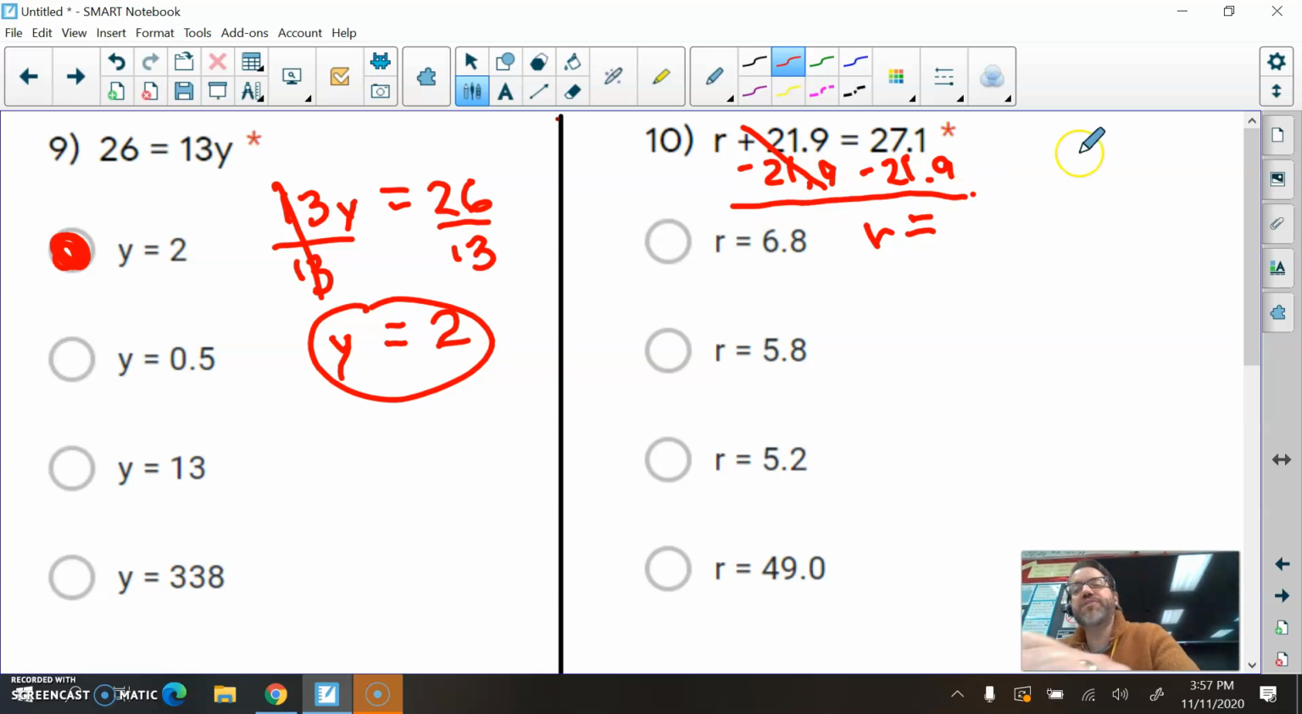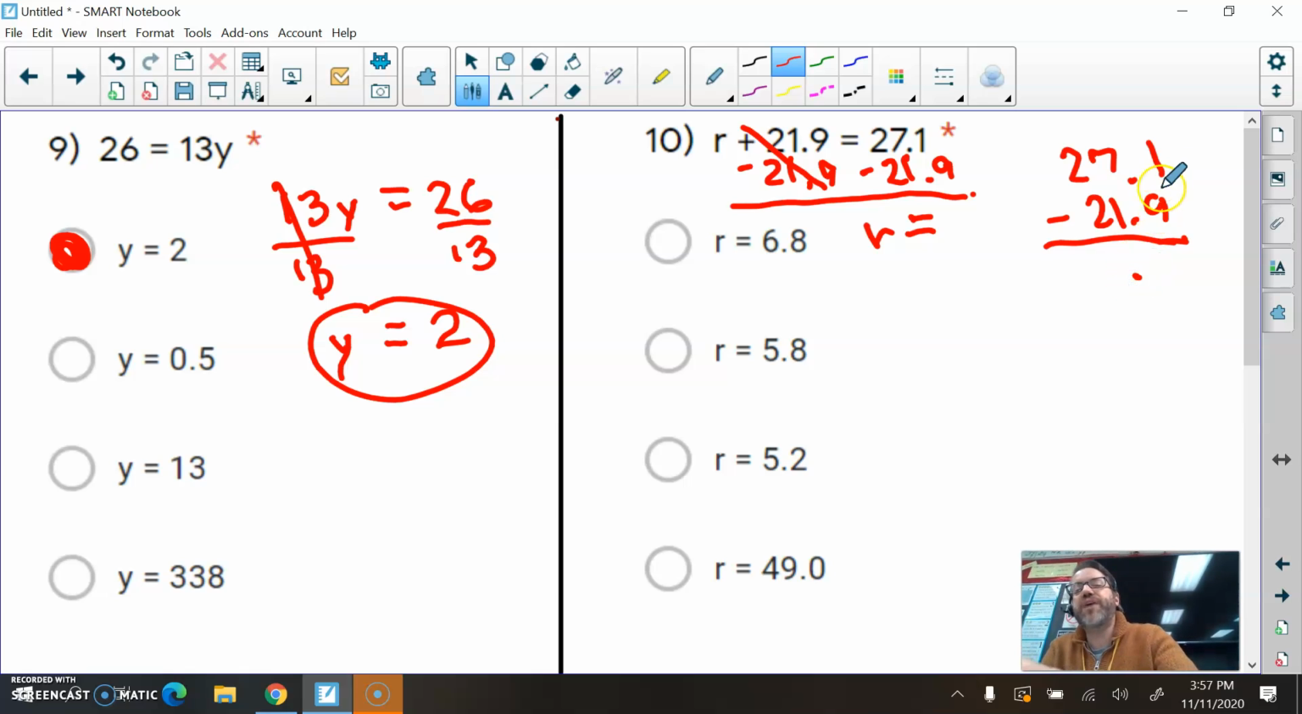So to find my answer, I have 27.1. I have to subtract 21.9. So they have to be lined up. We have to line up the decimal points whenever we add or subtract decimals. And my decimal point will come straight down into my answer.